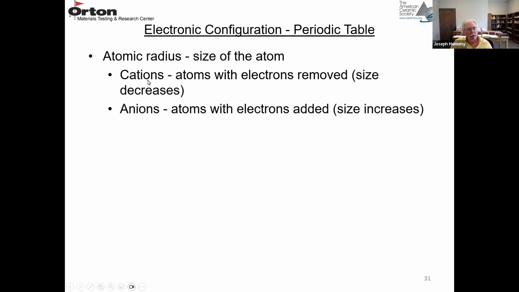So cations versus anions. In a cation, you're removing an electron. So when you remove an electron, the atomic radius decreases. And in anions, when you gain an electron, the size actually increases.